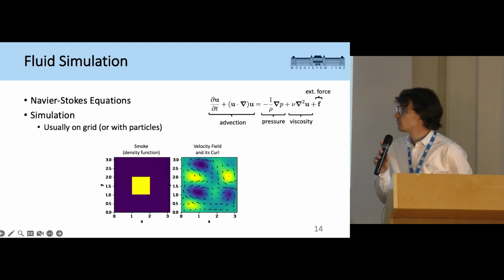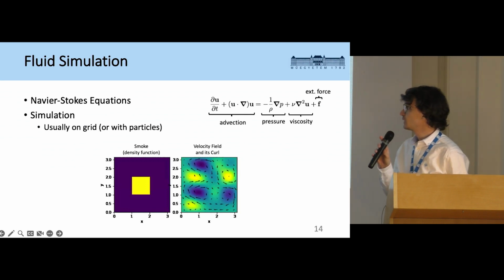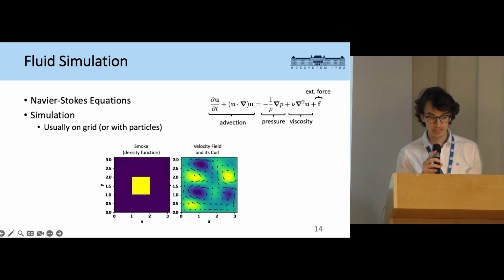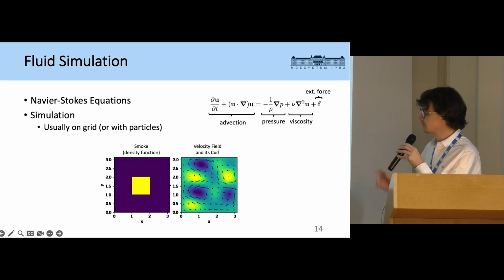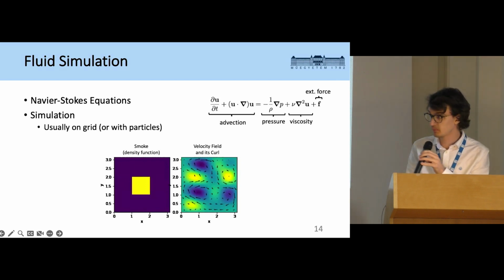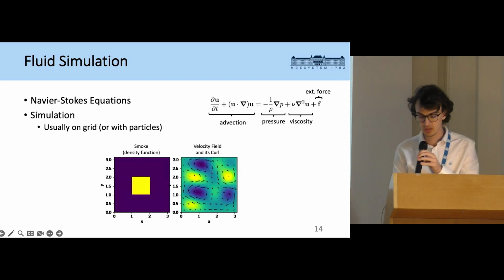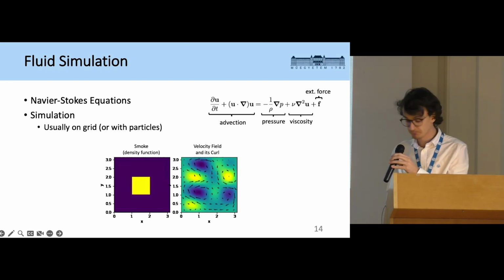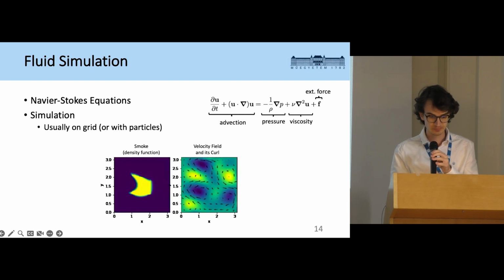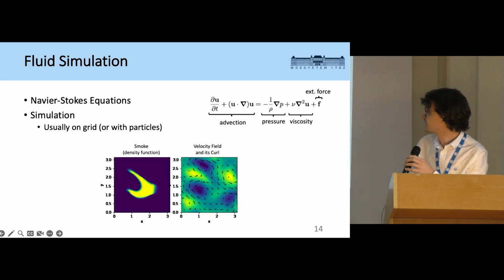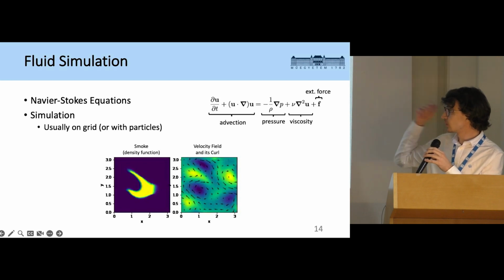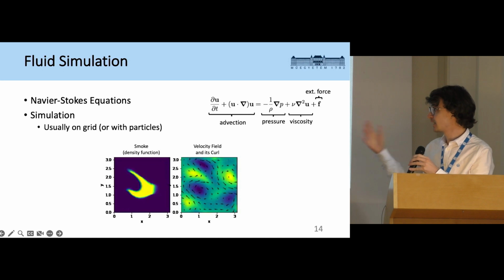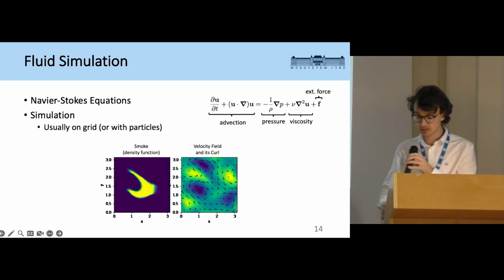Fluid simulation is governed by the Navier-Stokes equation, which we usually approximate as discretized on grids or with particles. For some comparison to the methods presented later on, here I show a grid-based fluid simulation, where we can see the evolving velocity field and its curl overlaid on the right, and on the left we see some smoke advected as given by its density function.